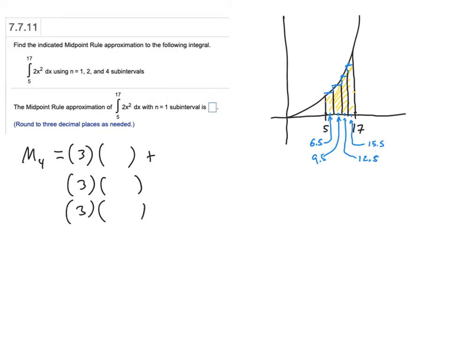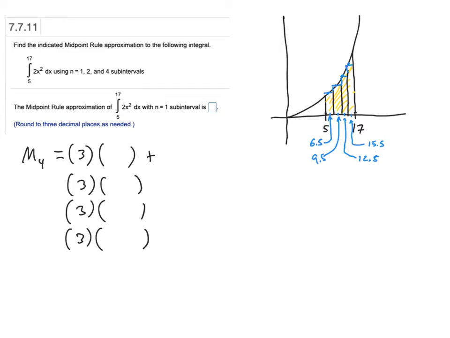And there are 4 of them. So what I need are the heights of the four rectangles. So the rectangle number 1, its height is the y coordinate of that dot, because that's how high that point is above the x-axis. The y coordinate of that dot is just found by plugging in 6.5 into the formula for the curve.